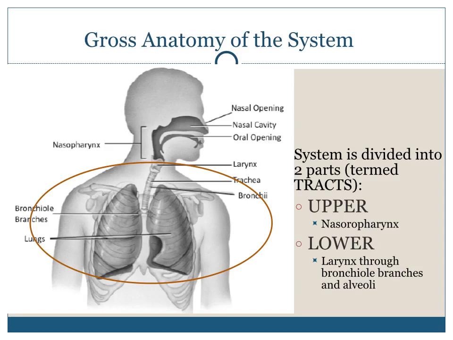And then we have the lower part. The lower part is basically going to be the tubes and the lungs, or the pleura of the system, which includes the larynx, the trachea, the bronchi, the bronchial divisions or bronchial branches, and then the lungs.